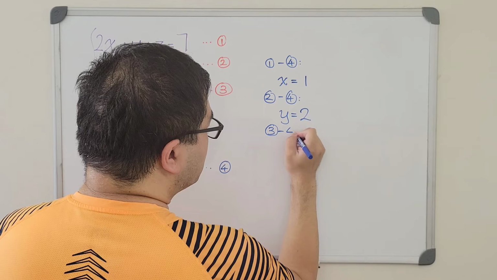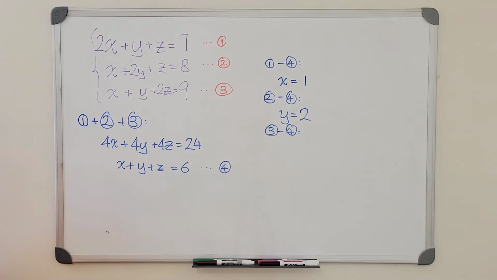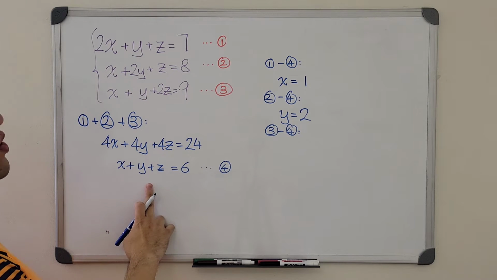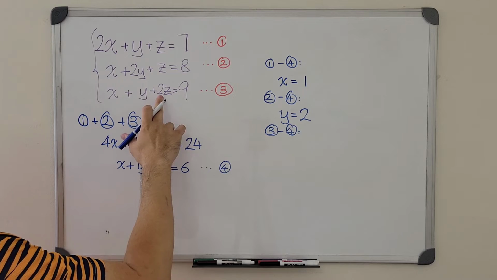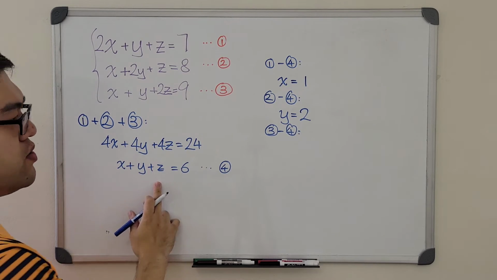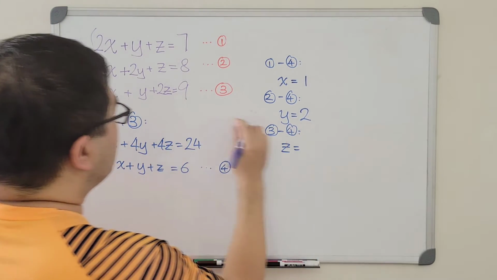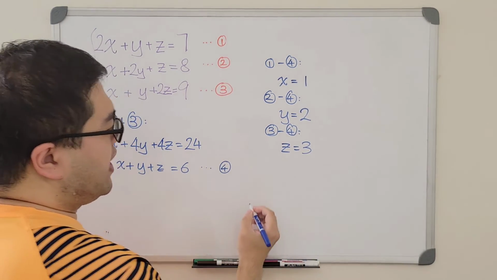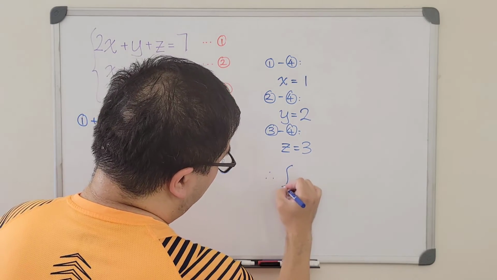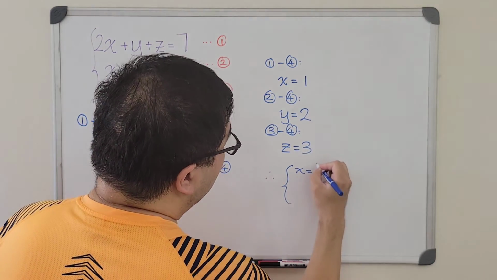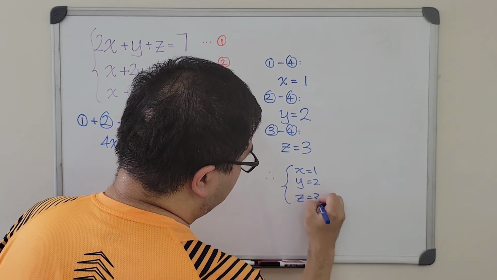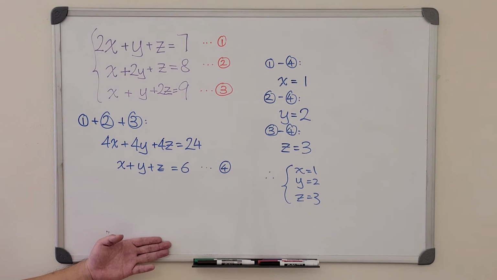Last but not least, we take the third equation and subtract the fourth equation, so that the x term and the y term cancel out, and we end up with 2z minus 1z, which is just z, equal to the right-hand side, 9 minus 6, giving us 3. And therefore, we have the solution: x equals 1, y equals 2, z equals 3 as our answer.